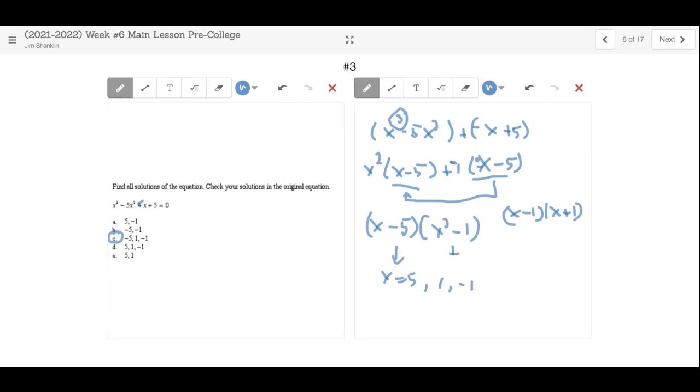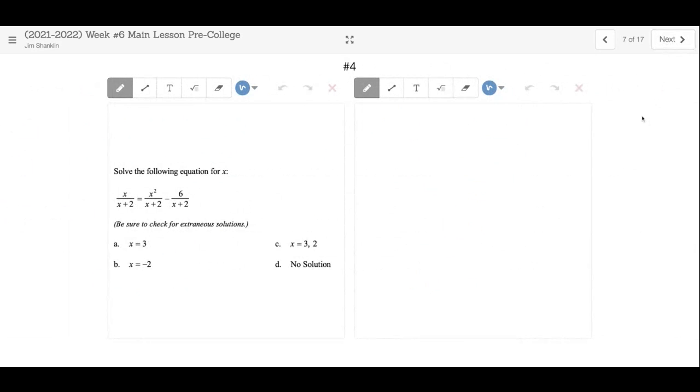Okay. Let's go to problem number 4 on the practice. I'm going to let you guys work on this one. Number 4 says solve the following equation for x. So I'm going to multiply every single term by the greatest common denominator, and I would go with x plus 2. So what I'd like you guys to do is work on this problem and see what you get.